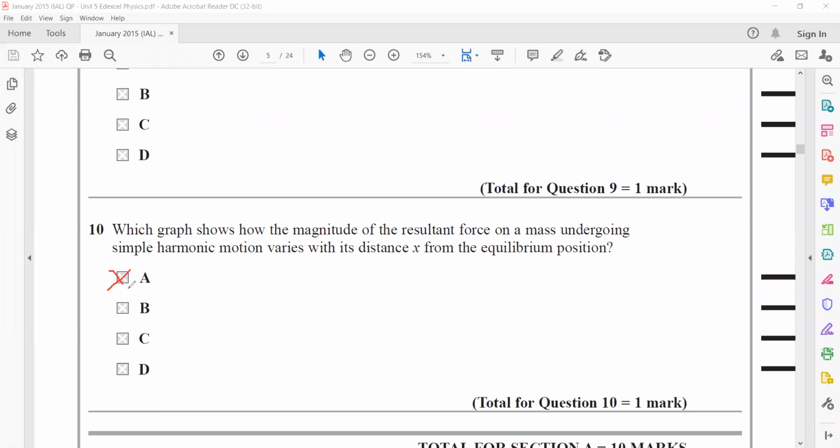So this was January 2015, Unit 5 of IAL Physics.